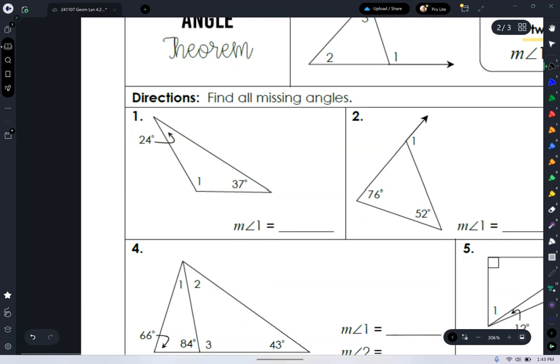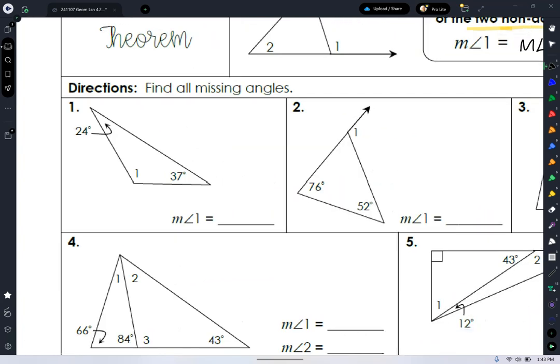So for example, let's take this first one right here. Number 1, is that an example of the angle sum theorem, or the exterior angle theorem? Angle sum. Okay, this is angle sum, right? So write down some work that you think would suffice for that, and then come up with the measure of angle 1. Go ahead.